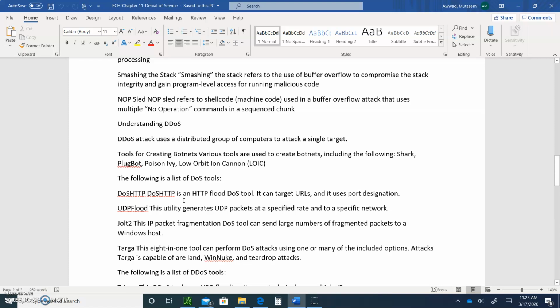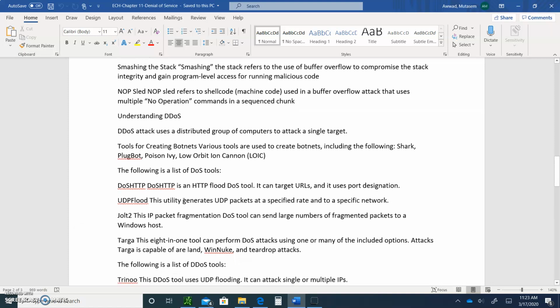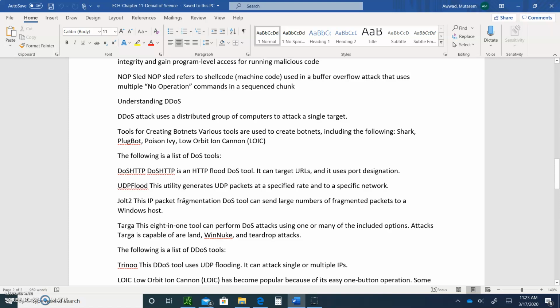This is one of the most common types of attacks that are still happening today on the internet. So the distributed denial of service attacks are constantly happening, and ISPs have got to keep an eye on these constantly, every day. Now, please write that down, the DDoS. It uses a distributed group of computers to attack a target.